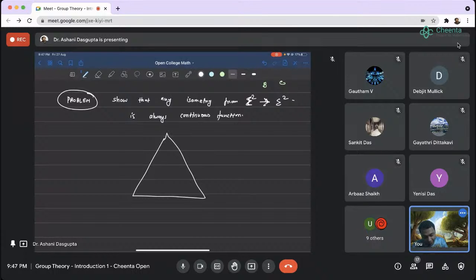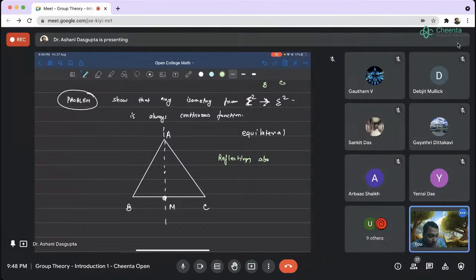I'm sorry, doesn't look equilateral. So this is triangle ABC, equilateral. One example of a symmetry is a reflection about the median AM. You reflect it, you get back the triangle again. The only difference is B goes to C and C goes to B.